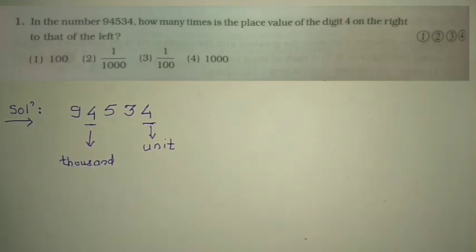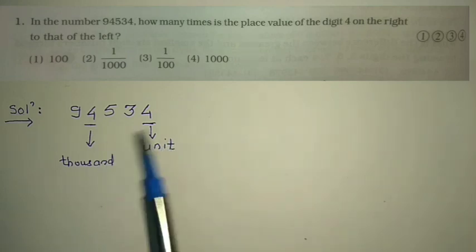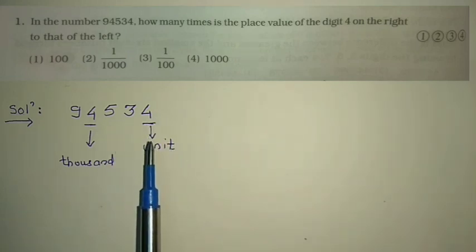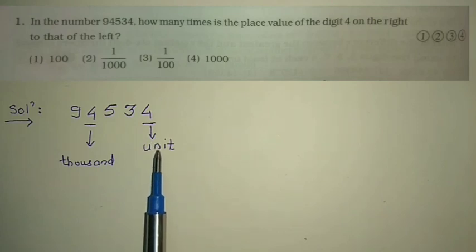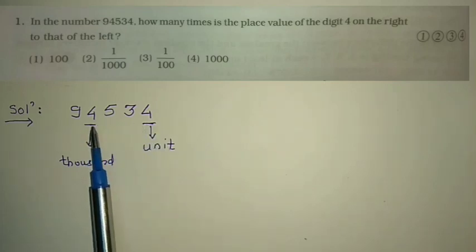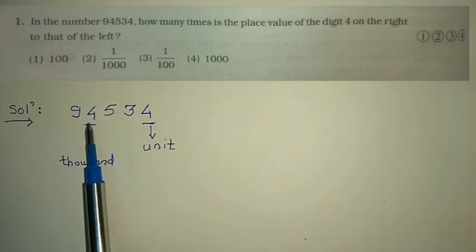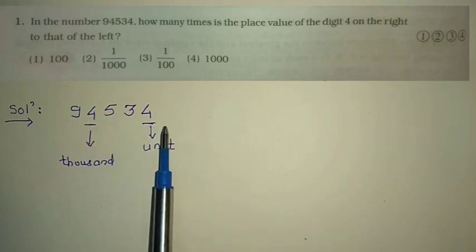So question is what? How many times is the place value of digit 4 on the right side to that of left side? How many times place value of 4 to the right side, means this 4 which is written at the right side, its place value is unit place. So how many times place value of this 4 to that of left side? To that of left side means to this 4, how many times, by which number you will multiply to get the value of 4 which is at right side.